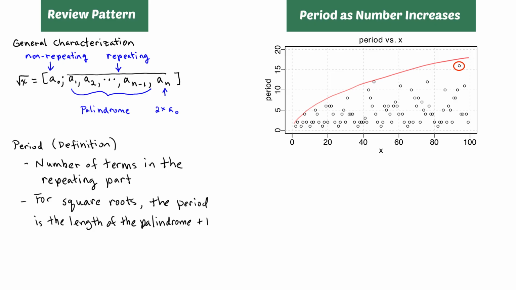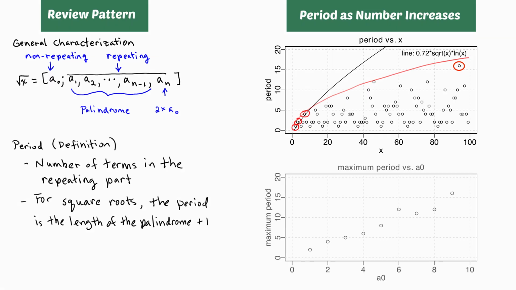Mathematicians have found equations that bound the period. We'll overlay one of these equations on this plot. The line represents 0.72 times the square root of x times the natural log of x. 3 points exceed this, but the curve bounds the period for any x greater than 7. It isn't so easy to see here, but square root times natural log has a similar shape as what I just drew by hand.